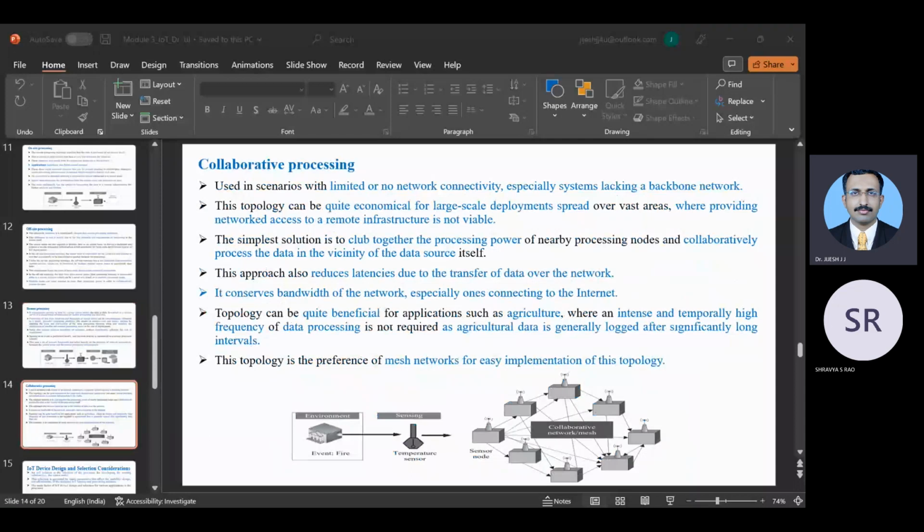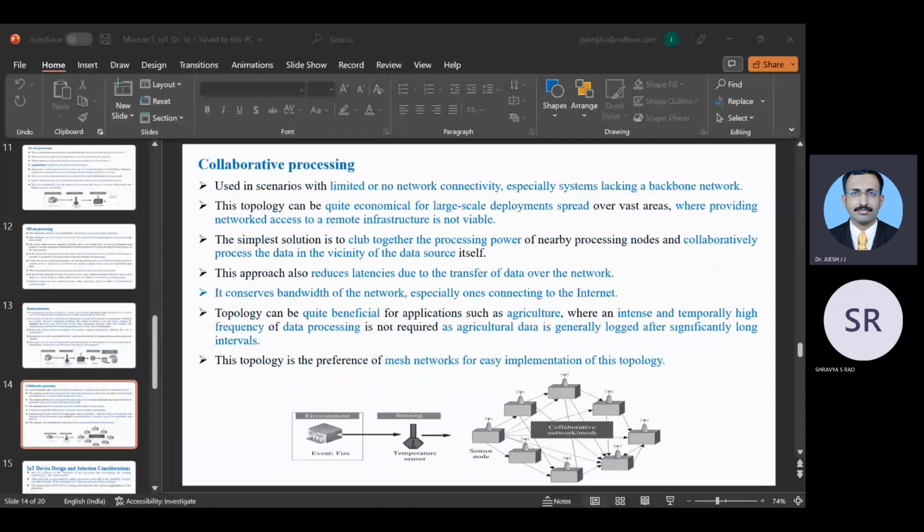So next topic is what? What is the next topic? IoT. Design. So this is clear for you.